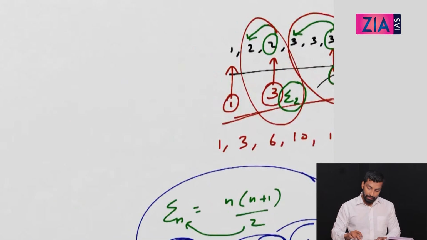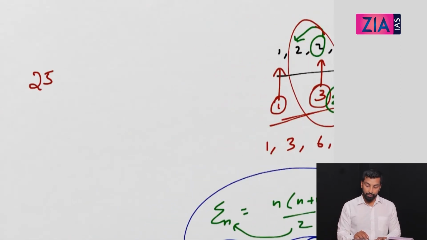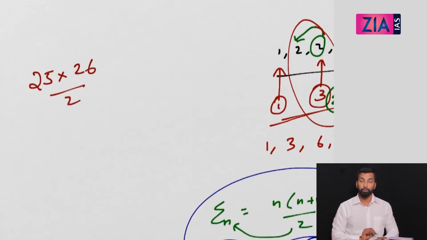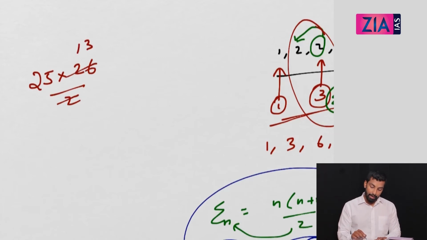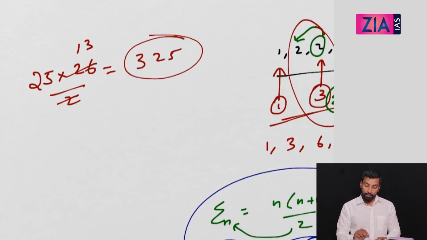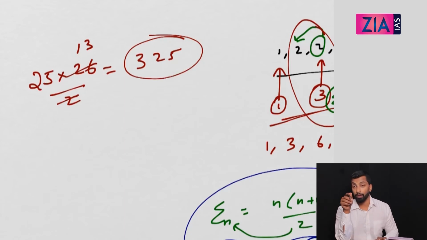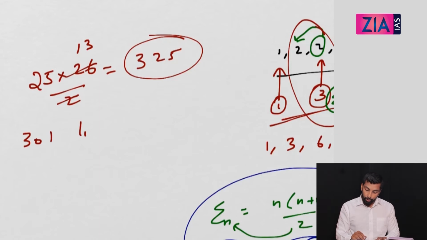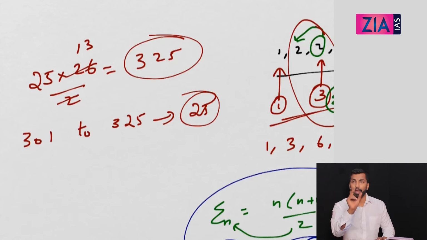So what is the condition? Let's take sigma 25. Sigma 25 is 25 into 26 divided by 2. This gets cancelled out and you get 325. What does this mean? Sigma 25 is 325, so the 325th term will be 25, and the previous 25 will be 25. That means 301 to 325 will be 25. I can ask you any from this: 301, 302, 303, 312, 313, 314, 324, 325 will be 25.